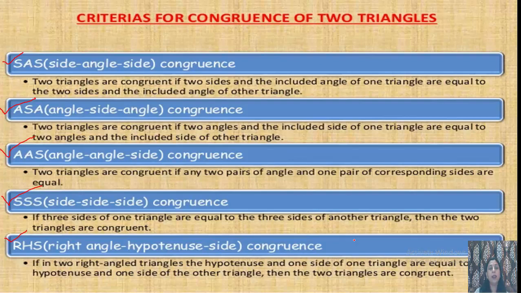फिर है एंगल एंगल साइड कॉन्ग्रुएंसी. Two triangles are congruent if any two pairs of angles and one pair of corresponding sides are equal. एंगल एंगल साइड में आपको इंक्लूडेड साइड वाला कोई ऑप्शन नहीं है, जरूरी नहीं है कि दो साइड और उसके बीच का एंगल होगा तो वो ऐसे ऐसे हो जाएगा, दो एंगल और उसके बीच की साइड होगी तो वो ऐसे होगा.